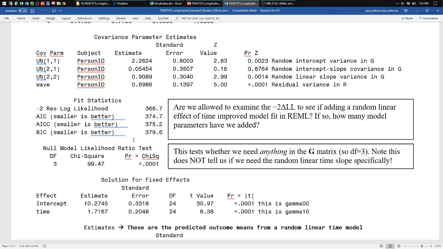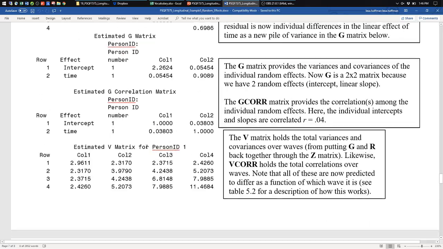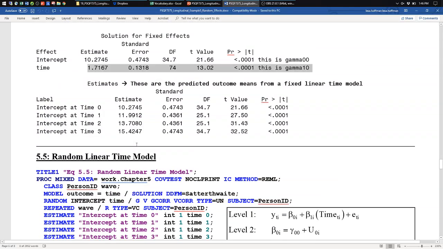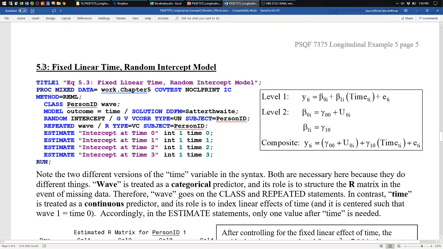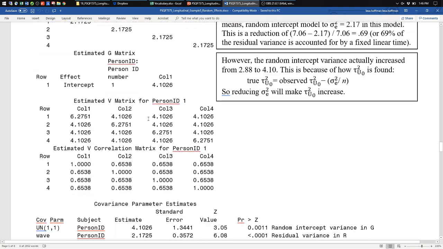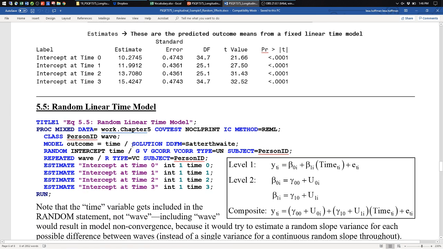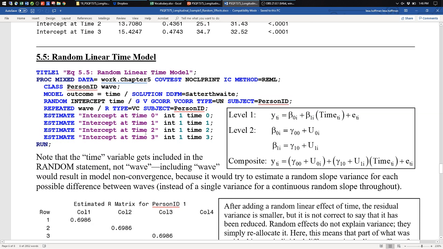Questions? Is there a 5.4 model? You just jump from 5.3 to 5.5. Oh, I think I just mislabeled it. 5.4 must have been something else in the book that I didn't need. So the 5.5 goes with the equation in the book. This is following chapter 5, so I built this handout out of it. Yep, 5.4 was something else.